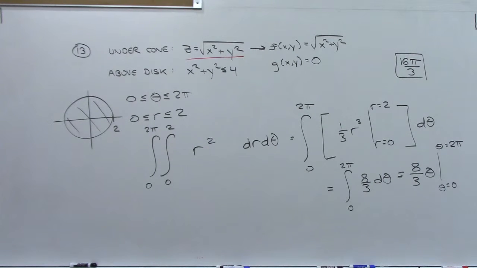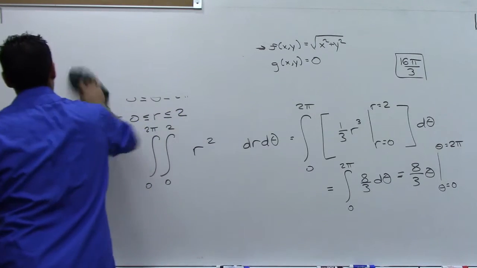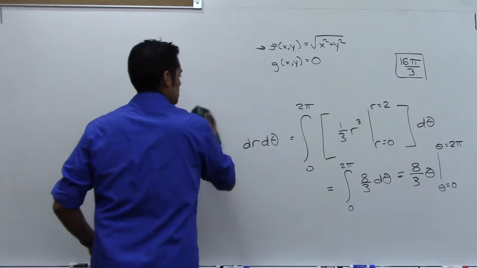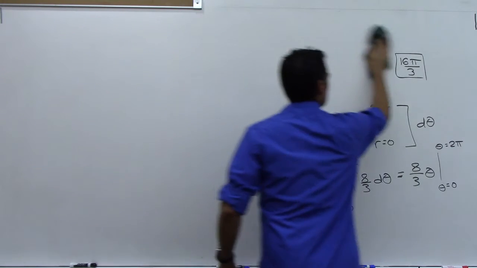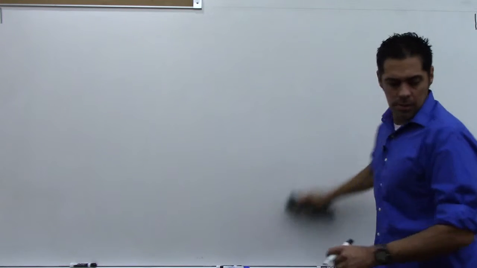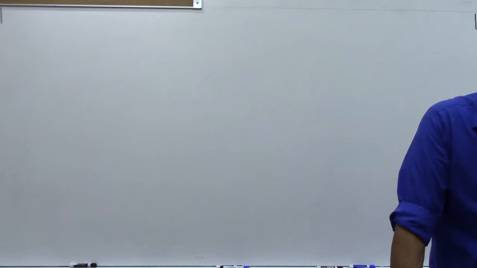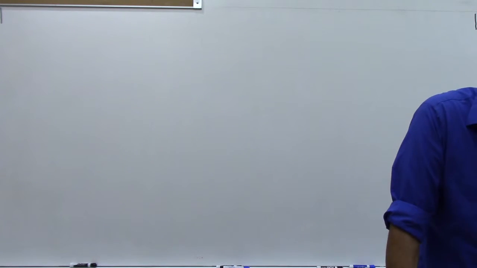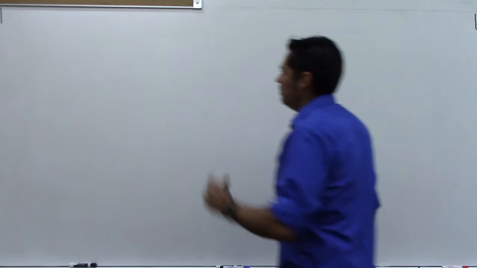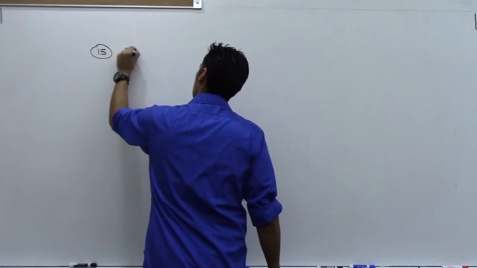What number was this? 13? Okay. Oh wait, 15. Find the volume of a sphere of radius A. Interesting.